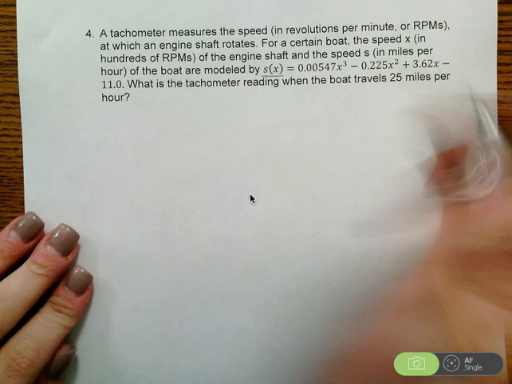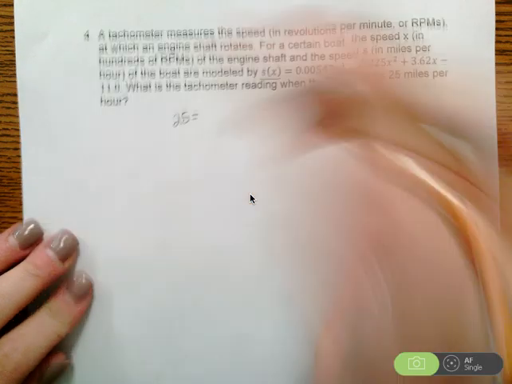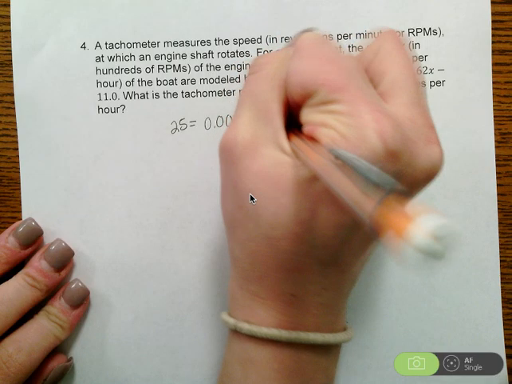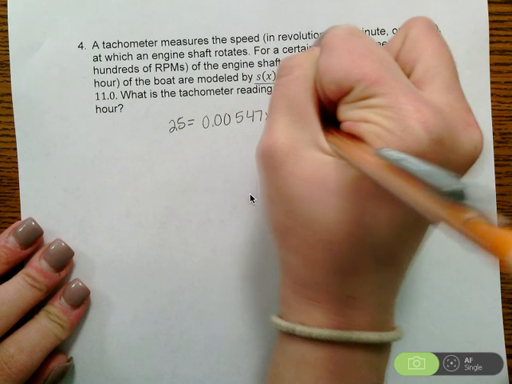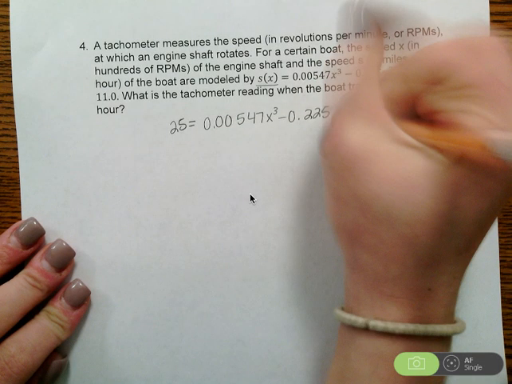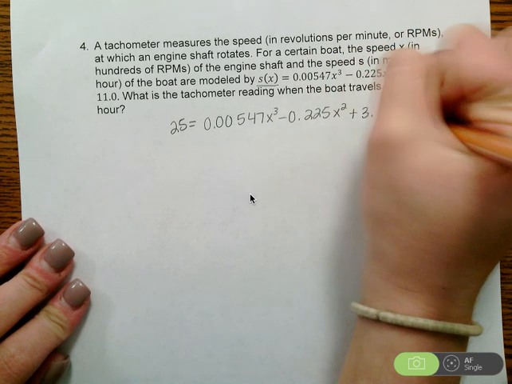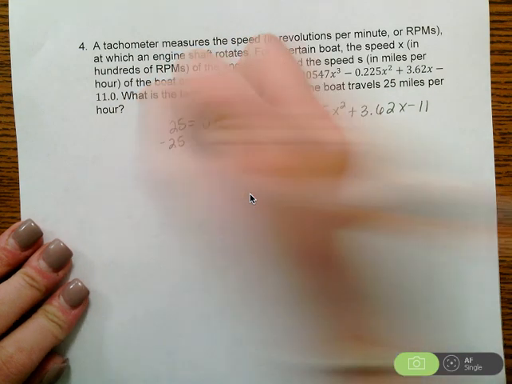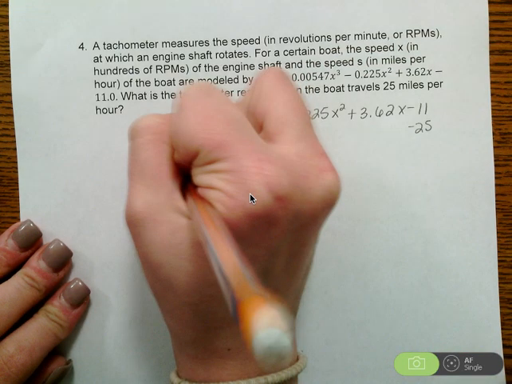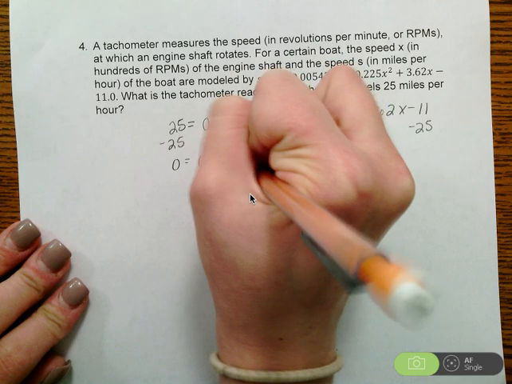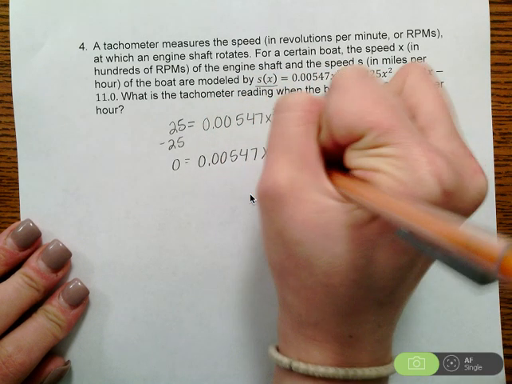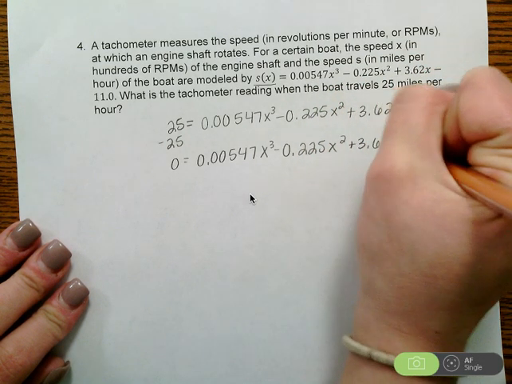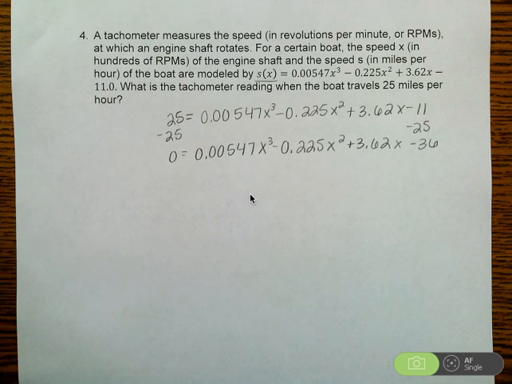Okay, so we were given the speed, so let's plug that in. 25 miles an hour is equal to 0.00547x cubed minus 0.225x squared plus 3.62x minus 11. Okay, subtract 25, so you're left with 0 equals 0.00547x cubed minus 0.225x squared plus 3.62x minus 36, okay?